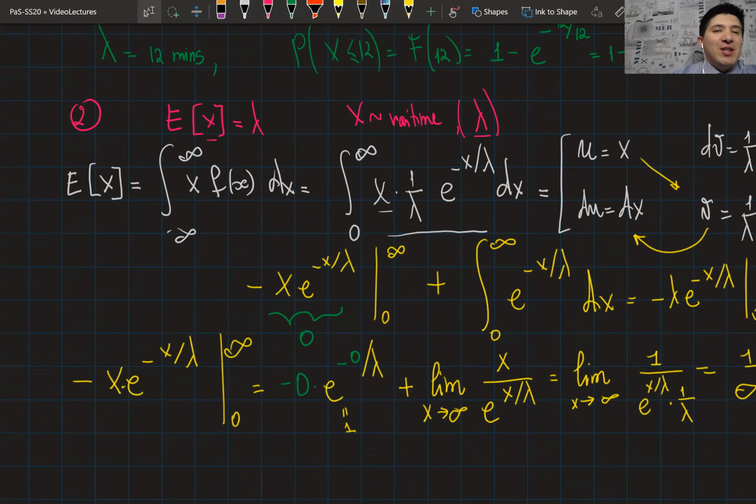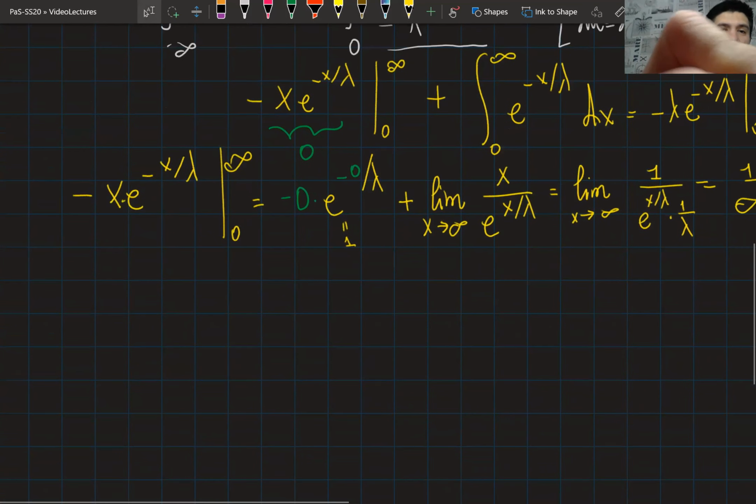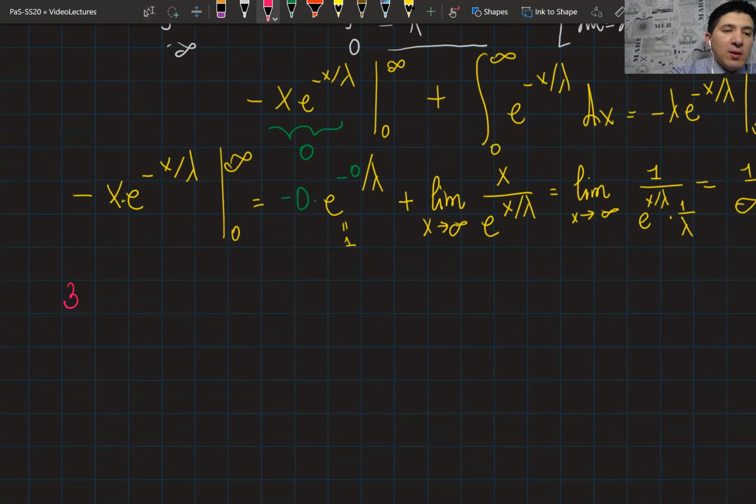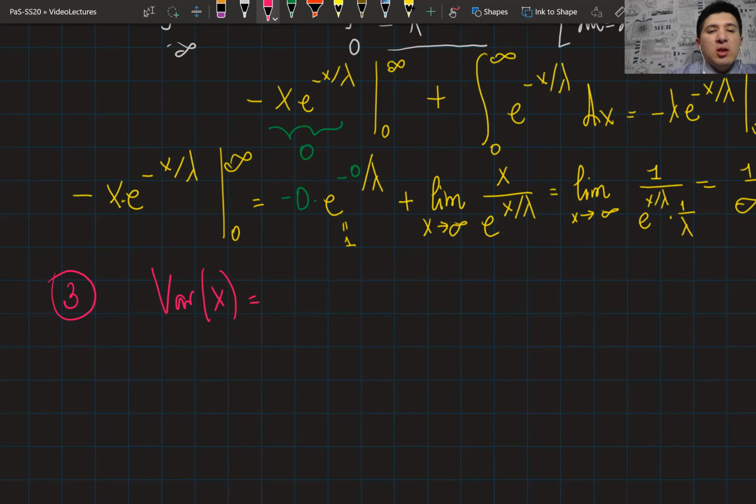So that's the definition of lambda. Let's do the third and last part of our lecture. We're going to calculate the variance of x, using the formula: the expected value of x squared minus the expected value of x, squared.